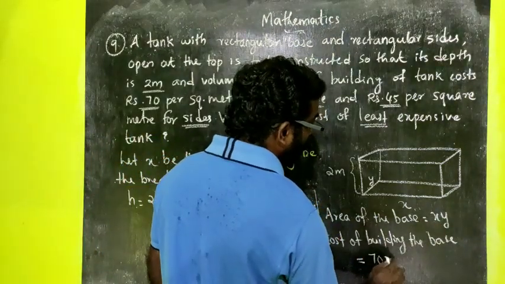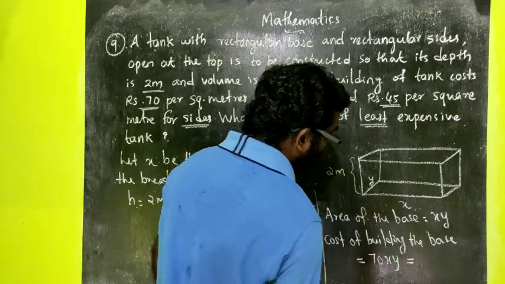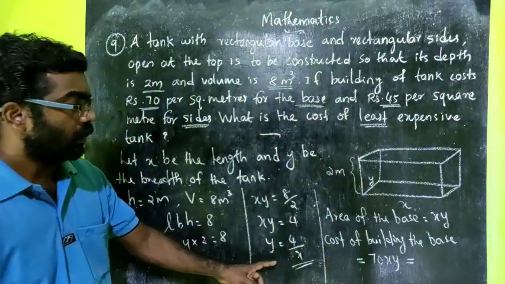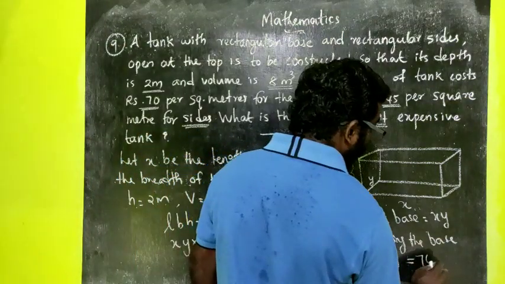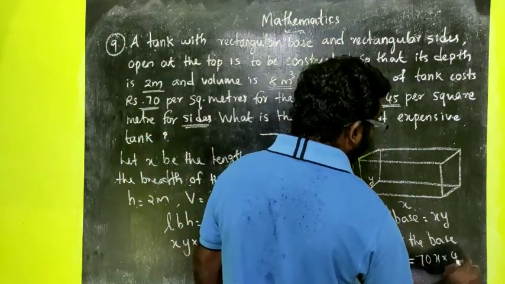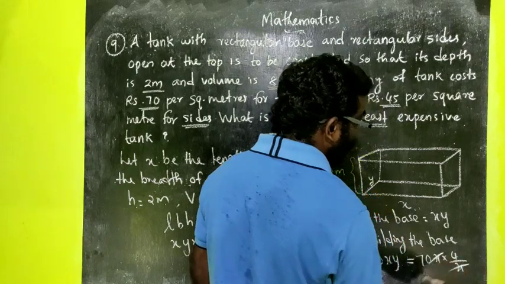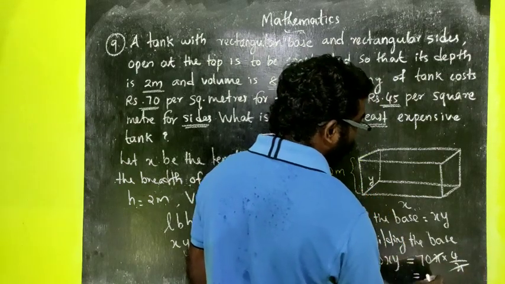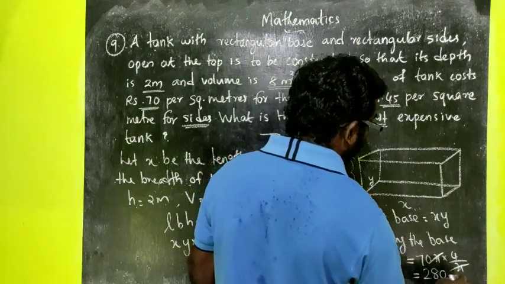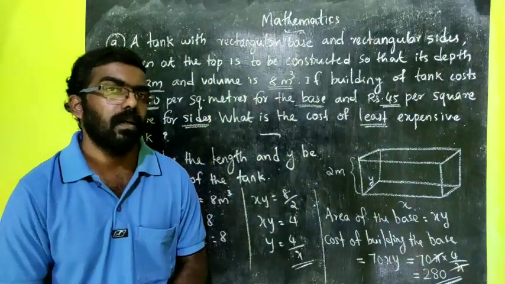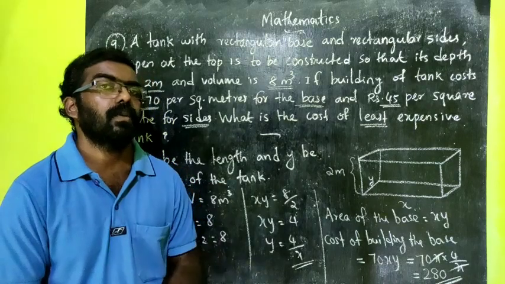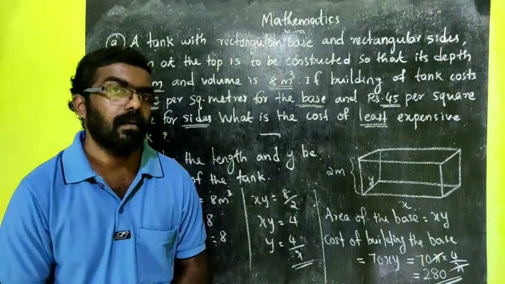So 70xy. Here we can give the value of y in terms of x, 4 by x. So 70 x into 4 by x. Here x and x cancel. 70 into 4, 280. 280 is the cost of building the base of the tank. Clear?